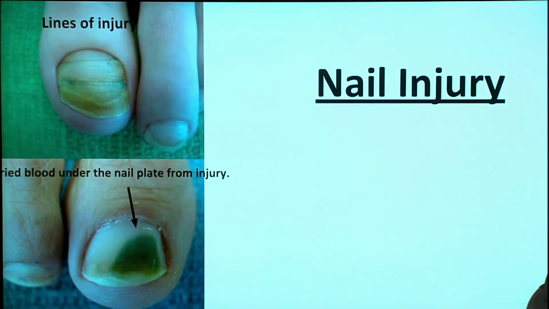Okay, so how do you treat these areas? The one on the top where there's a line, you just let it grow out. As long as it's not detached, as long as it's not painful, you can just let it grow out and snip it. The one on the bottom where it has the blood underneath, if the blood is stable and there's no problem, you can leave it there. If the blood causes the nail to detach, you can actually remove that detached nail and trim it back.